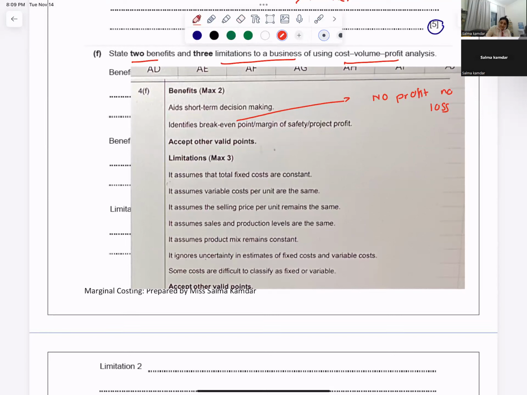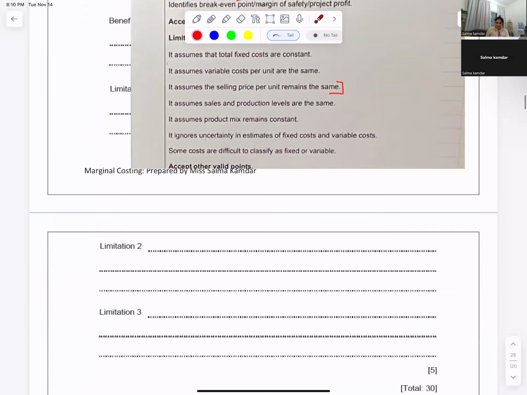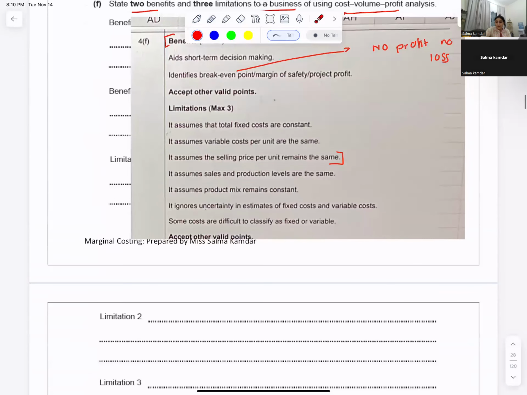You can just keep these things in mind and memorize it. So your break-even analysis or your cost volume profit analysis helps you for short-term decision making. It identifies the break-even point and margin of safety. Disadvantages: it assumes that your fixed costs are constant. It assumes variable price per unit will remain the same. And it also assumes that the selling price per unit will remain the same. Sometimes the more limitation of this is that some costs are very difficult to identify whether it is going to be fixed cost or the variable cost.